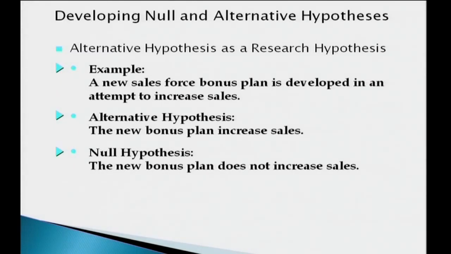Another example: a new sales force bonus plan is developed in an attempt to increase sales. Our objective is that with that bonus plan, in terms of incentives and other ways, we would like to see whether our sales are increased or not. The alternative hypothesis will be that the new bonus plan increases sales, and the null hypothesis is that it is not effective in increasing sales. So the new bonus plan does not increase sales, that will be our null hypothesis. This is a situation of equality, and this is a situation of inequality.